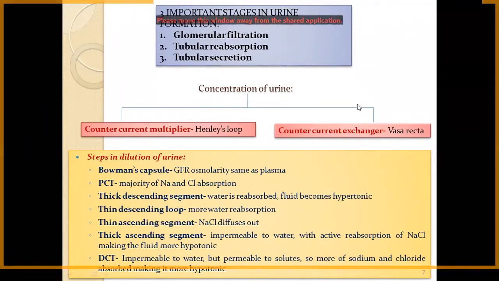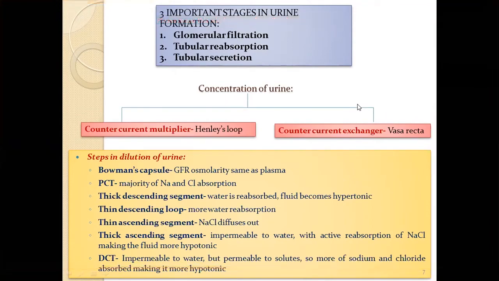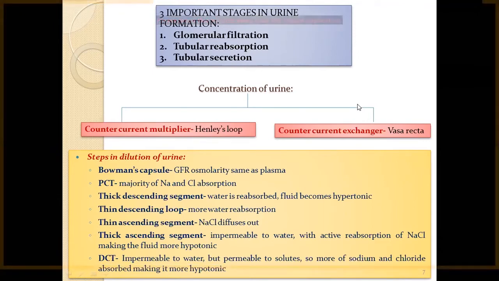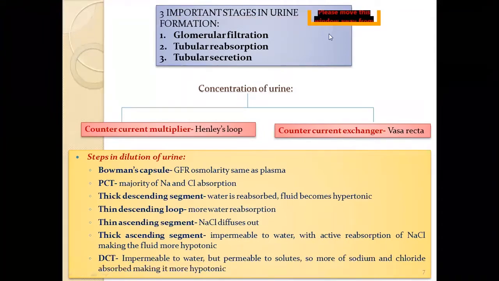Then there is some amount of secretion which occurs in the distal convoluted tubule and in the collecting tubules. Here certain low threshold and non-threshold substances get secreted. That is done in the tubular secretion stage. So, three important stages: glomerular filtration, tubular reabsorption, and tubular secretion.